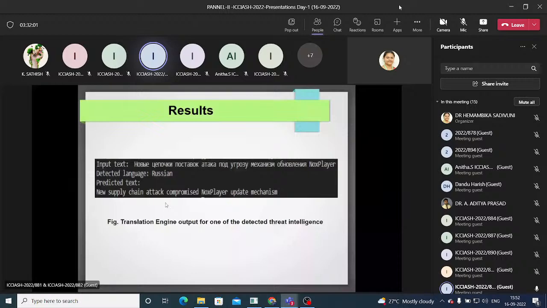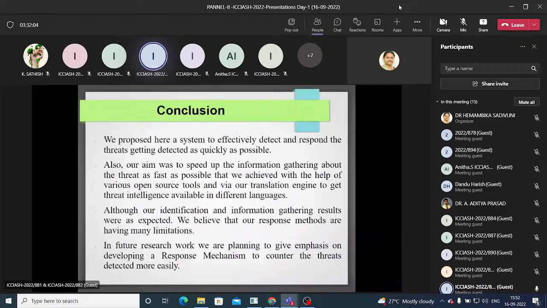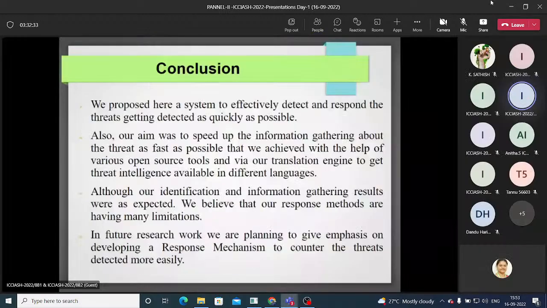So let us conclude the paper. We have proposed a system to effectively detect and respond to threats as quickly as possible. Our aim is to speed up the information gathering about the threat, with the help of various open source tools and a translation engine. We are going to convert it into different languages, right? So we have one solution for this cyber system where we are able to detect new attack patterns, those known to us and those unknown to us, as well as convert them into some readable format so that anyone can easily use that functionality in order to defend.